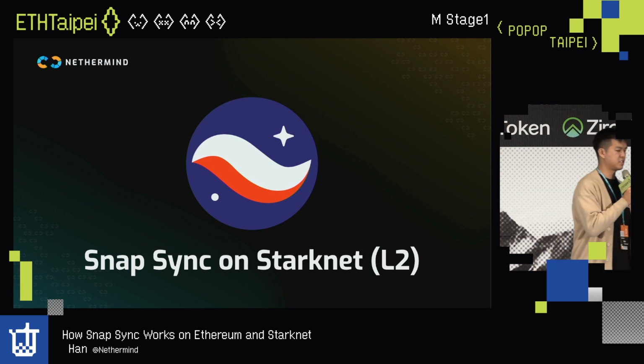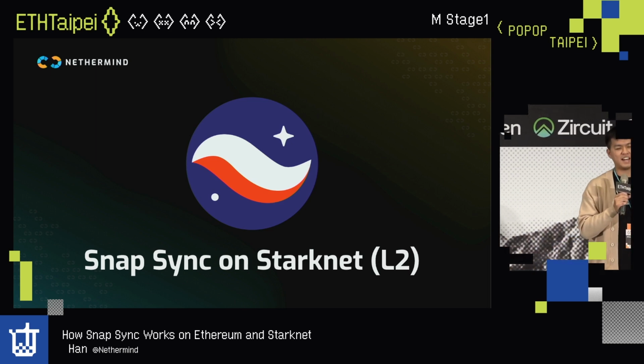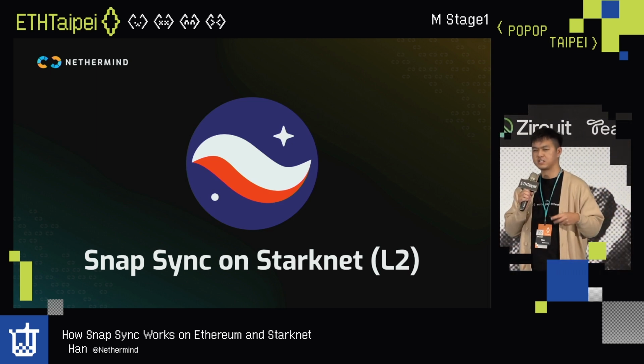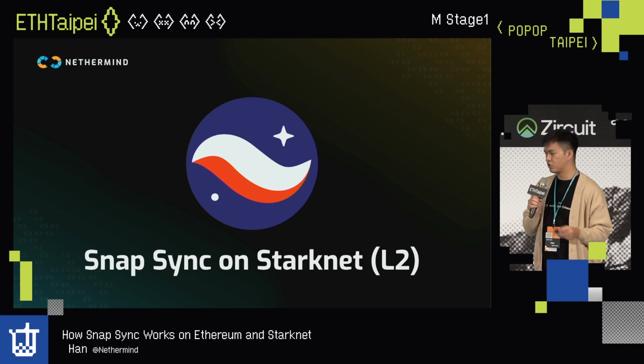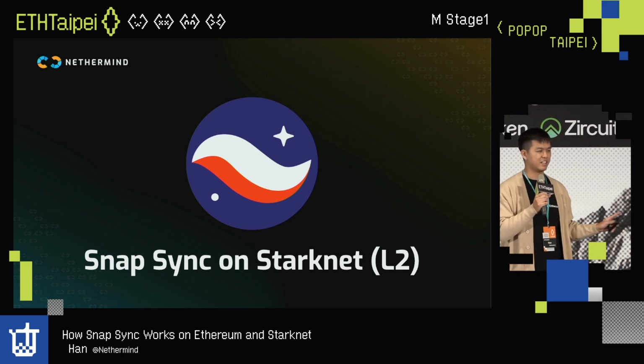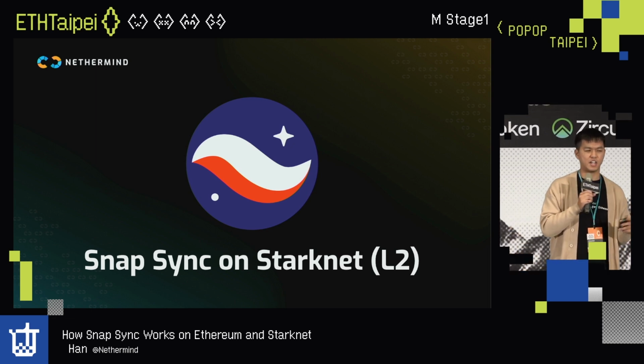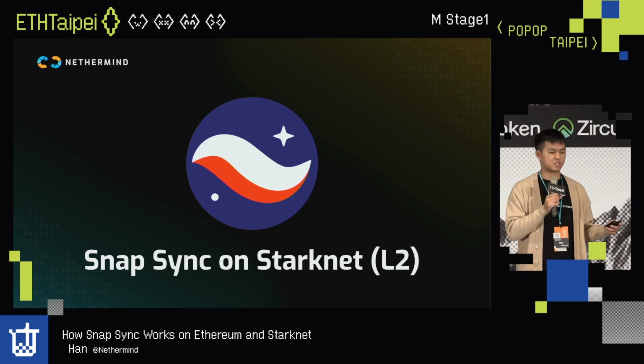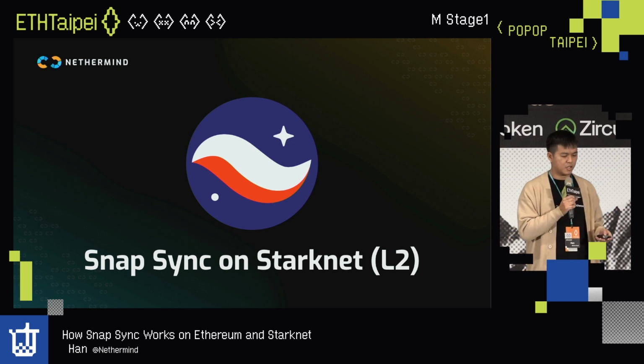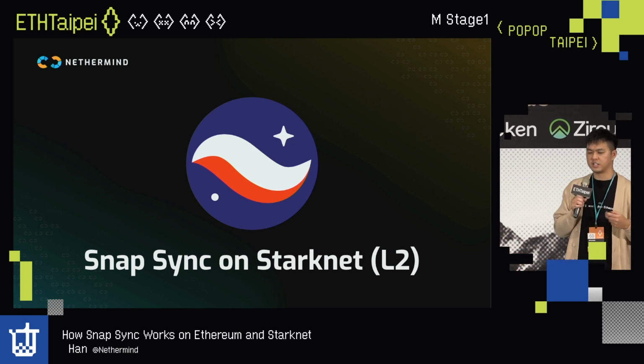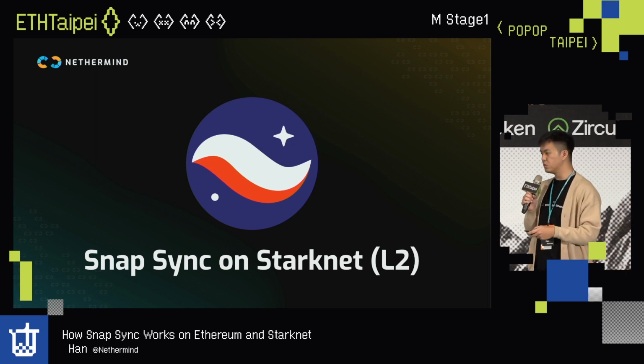Next, snap sync on Starknet, or any other layer 2 that uses a similar trie structure. So, a quick introduction of what Starknet is. It is a validity rollup, or some people may call it ZK rollup, and it uses Stark proofs, as the name implies.